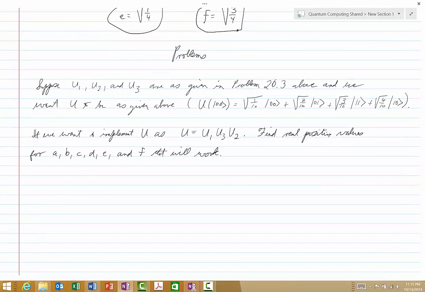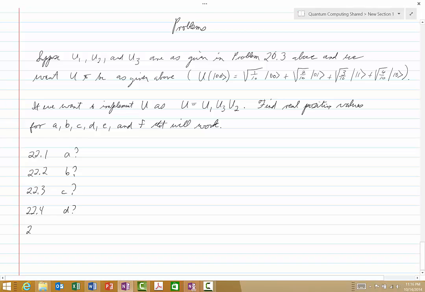And so we'll say this is lecture 22, so 22.1 A, 22.2 B, 22.3 is C, 22.4 will be D, 22.5 will be E, and 22.6 will be F. So these are not multiple choice questions. These are just asking you to find the values for A, B, C, D, E, and F.